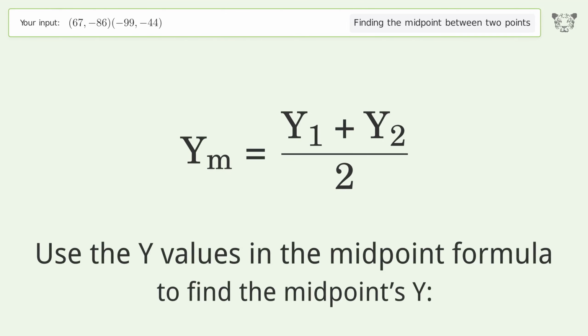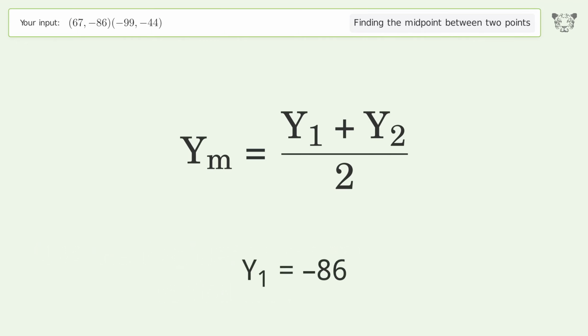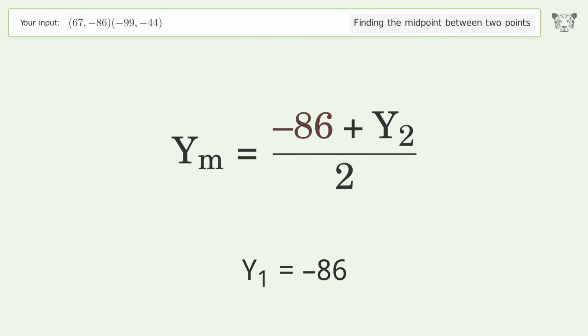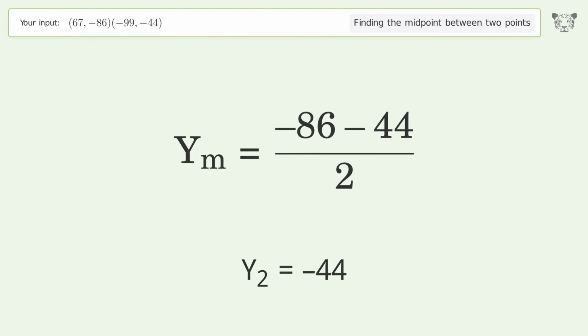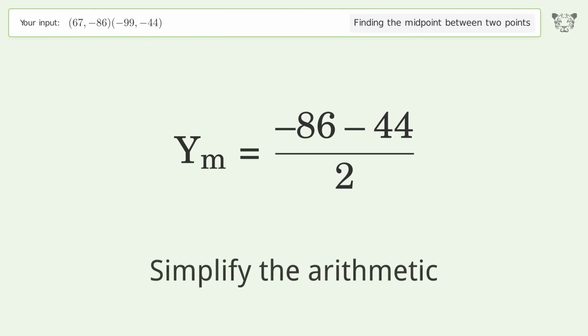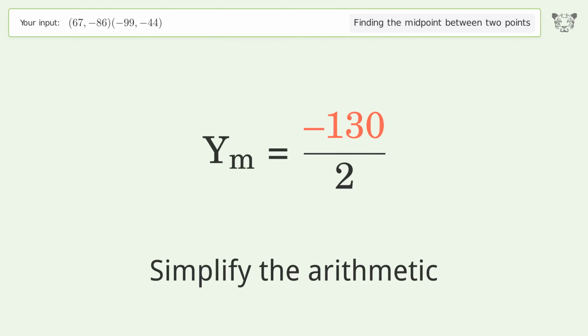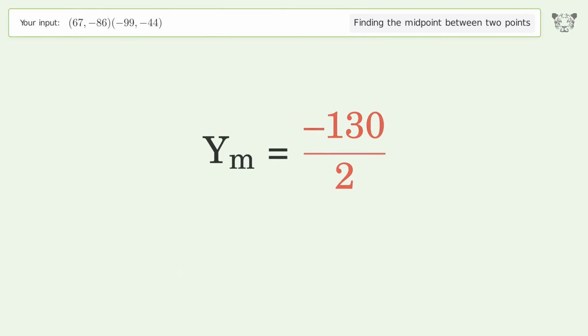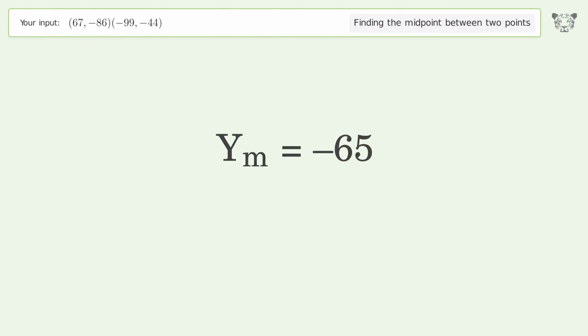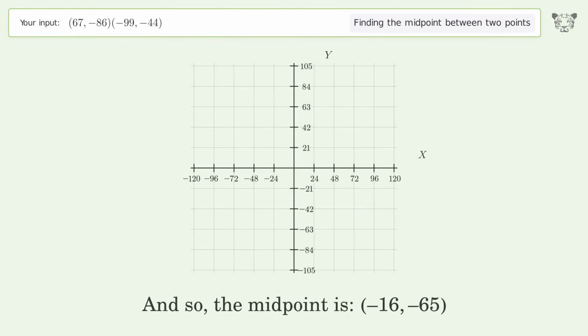Use the y values in the midpoint formula to find the midpoint's y. y1 equals -86. y2 equals -44. Simplify the arithmetic. And so, the midpoint is -16, -65.